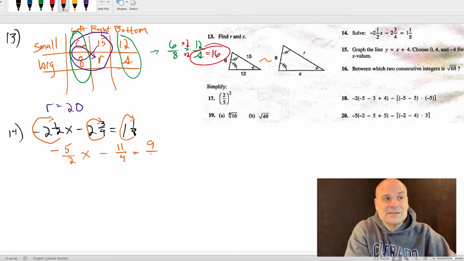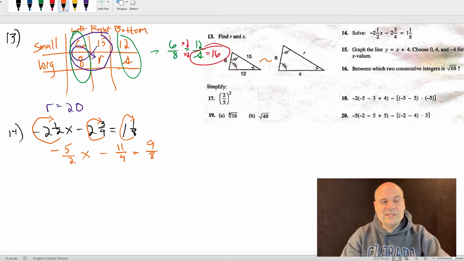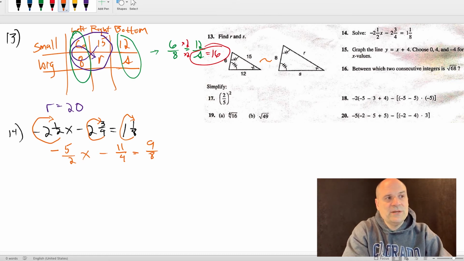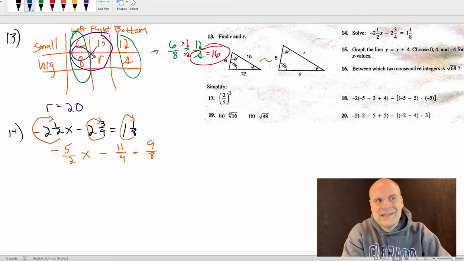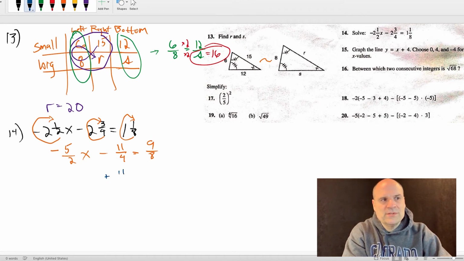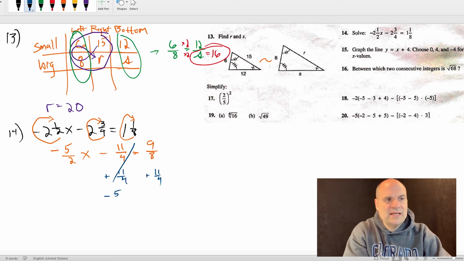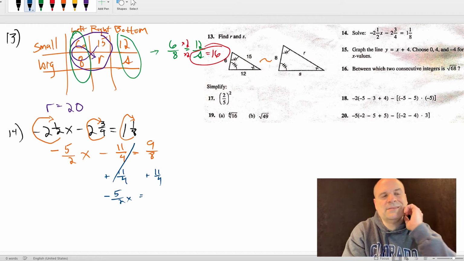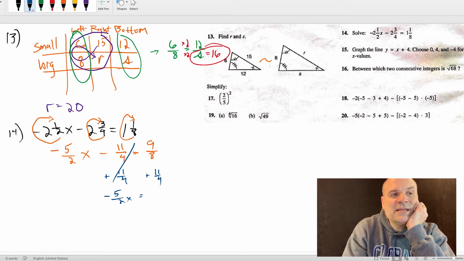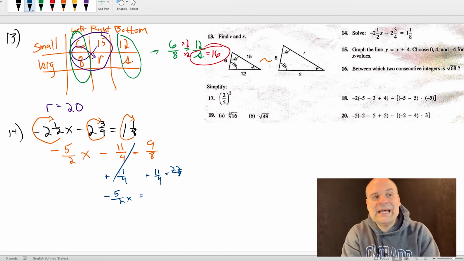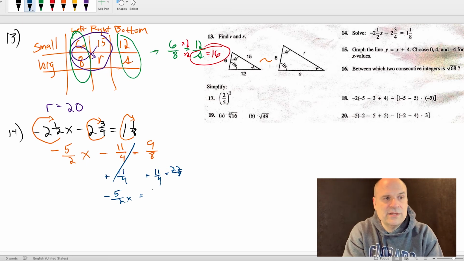is 9/8. Okay? All right, now we solve this fractional equation the same way we solve any equation. Let's get rid of this guy first, and then we'll get rid of that -5/2 later. So get rid of minus 11/4 by adding 11/4. Okay, so we're left with -5/2 x over here equals, well, what's this? Well, 11/4 is actually 22/8. Okay, so now we can add that. 9/8 plus 22/8 is 31/8.